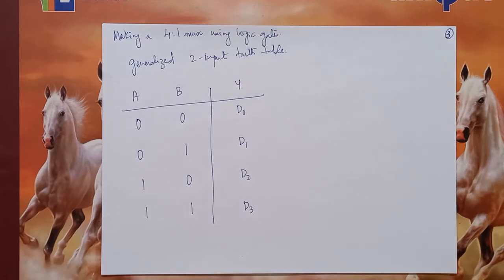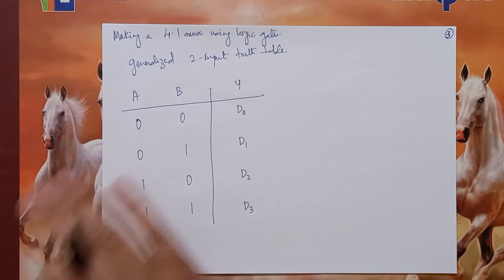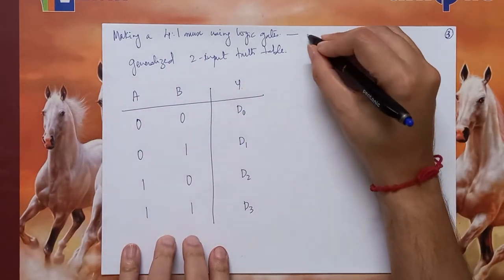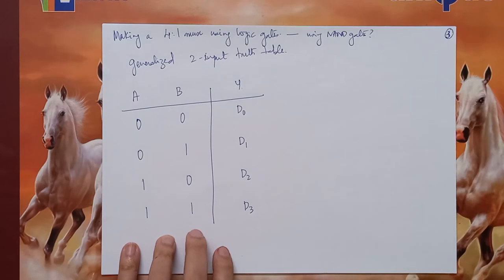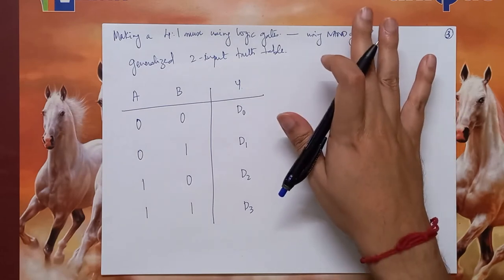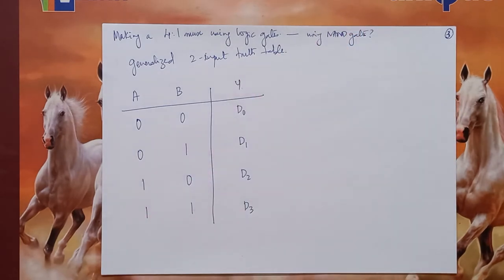Now, let us redefine this problem to something that we already know. And that is, can we make this mux using NAND gates? Well, NAND is something we are familiar with because it is a universal gate. We have seen how we can implement logic functions using K-maps and realize them in the SOP form using NAND gates. We can do that. So the question is, can we apply that same knowledge to designing a 4:1 mux?